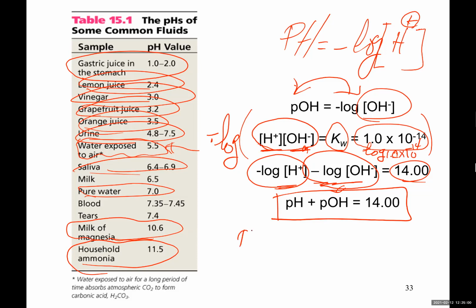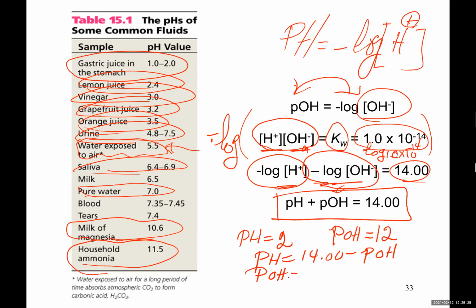So if I say the pH of a solution is 2, what is pOH? It's a number which is added to 2 to be 14. In other words, can I say pH is equal to 14 minus pOH? Or the other way around, pOH is always equal to 14 minus pH. So these two, pH and pOH, are related together by this equation.